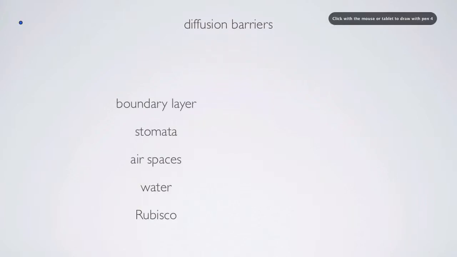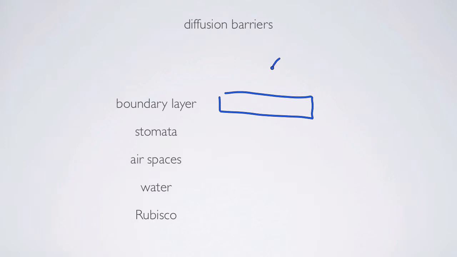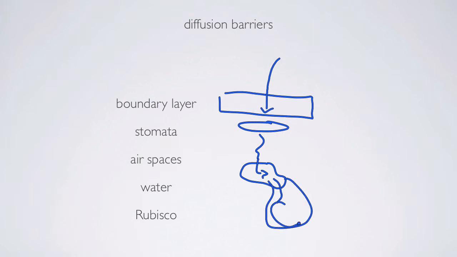So for example, if we have a leaf, above the leaf is a boundary layer of relatively still air, and CO2 is going to have to diffuse through that boundary layer. They then have to get past stomata, through the air spaces, and then dissolve into water where it can then come in contact with rubisco. So there are multiple barriers to diffusion of CO2 to ultimately get it to the site where rubisco can fix it into a sugar.